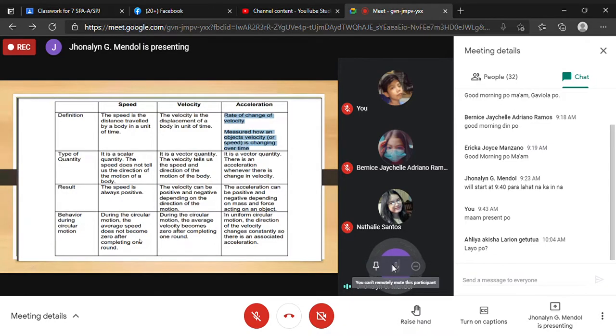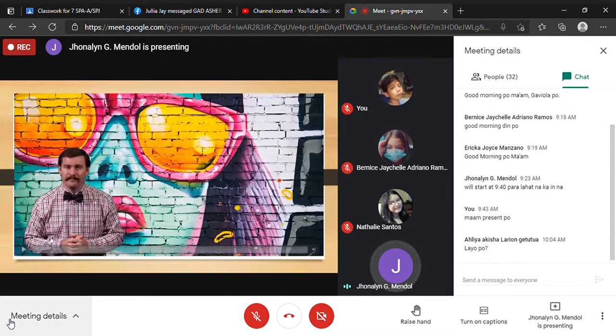During circular motion, paikot, the average speed does not become zero after completing the round. During the circular motion, the average velocity becomes zero after completing one round. And in acceleration, it changes constantly, so there is an associated acceleration. Okay, let's have this again, another video para makita natin what's the difference.